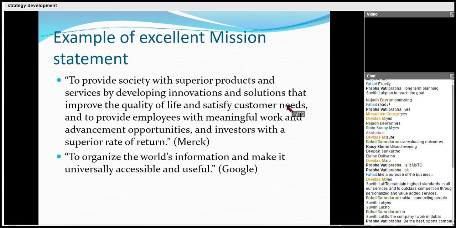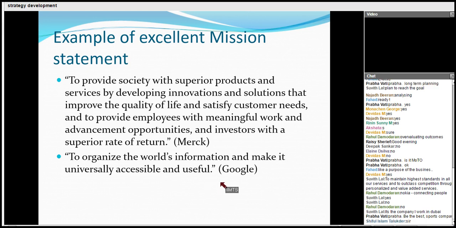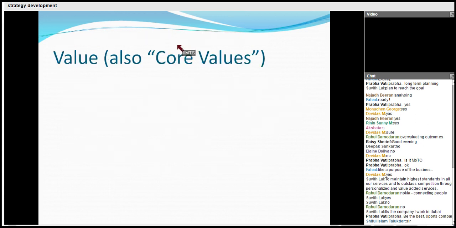The next example, a shorter one, is Google. Google's mission is to organize the world's information and make it universally accessible and useful. This is Google's mission. Very simple. Now, let's go into a little bit more detail.